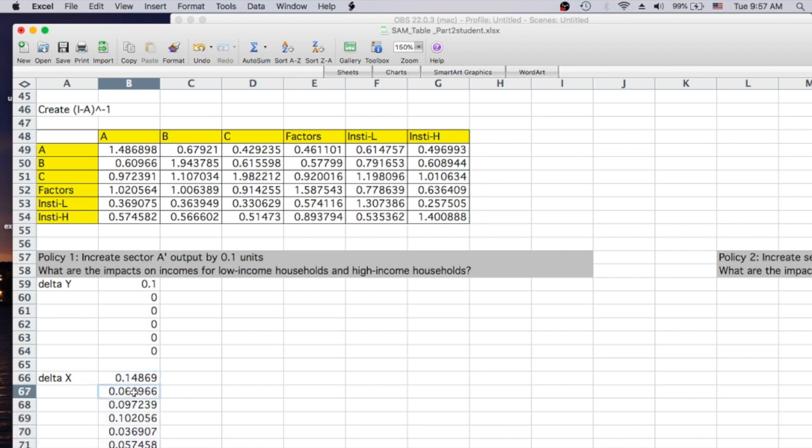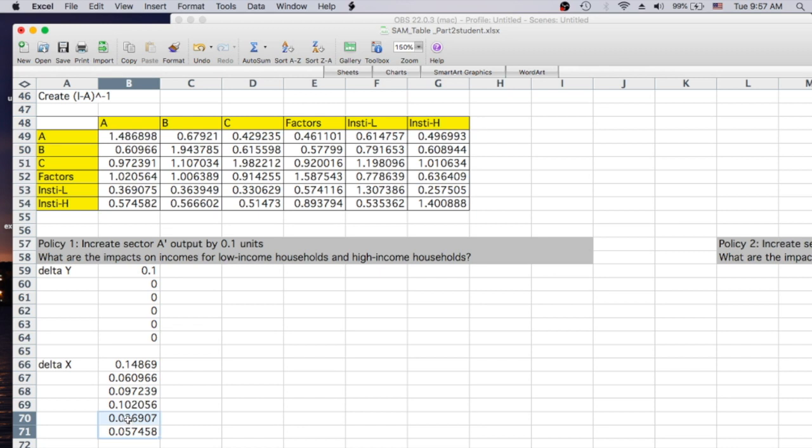So here is the change of the value for each category based on this policy. Now, since we're doing some poverty related analysis, I'm particularly interested in the lower income households and higher income households here. You can see that we look at these 2 rows here, and this 0.0369, about 0.04, that's the increase of income for the lower income households, because they have the same ID here. And the last one, 0.057, or close to 0.06, that's the increase of income for the higher income households.